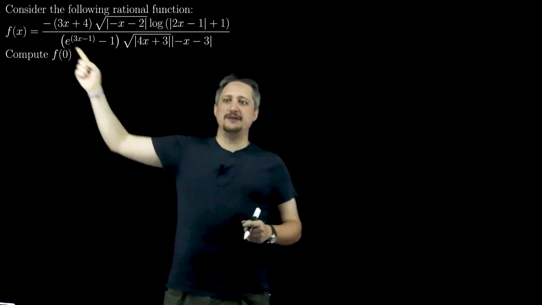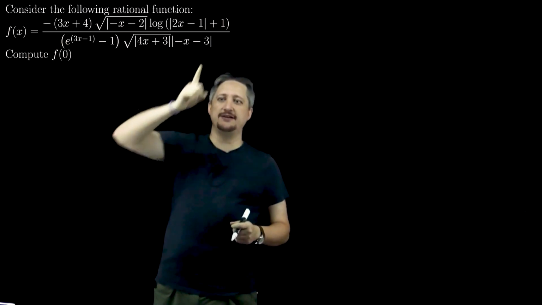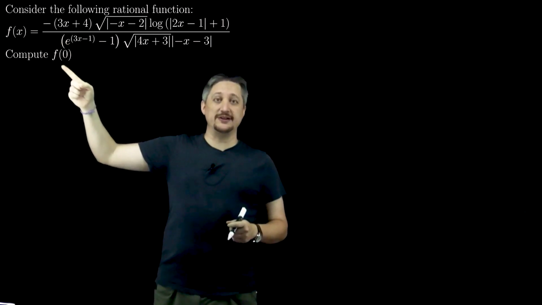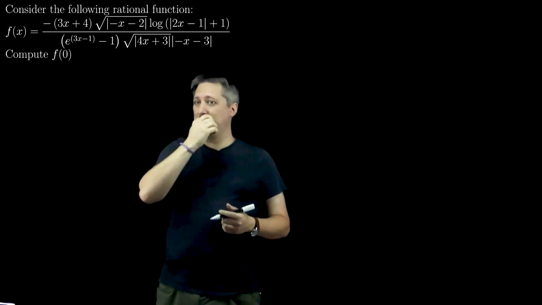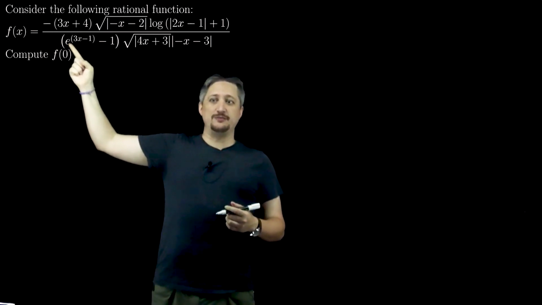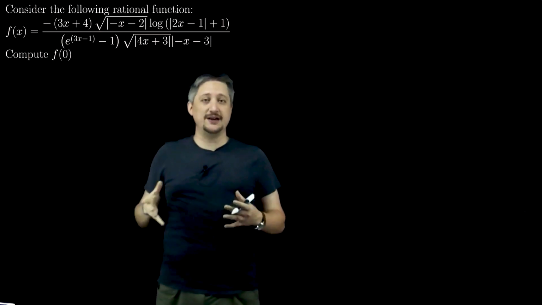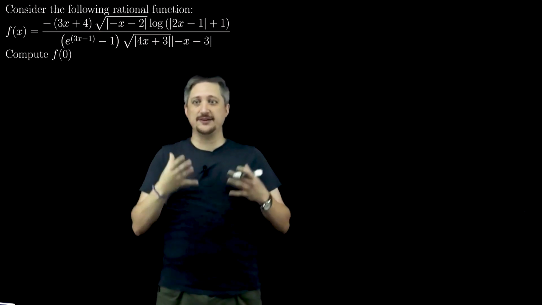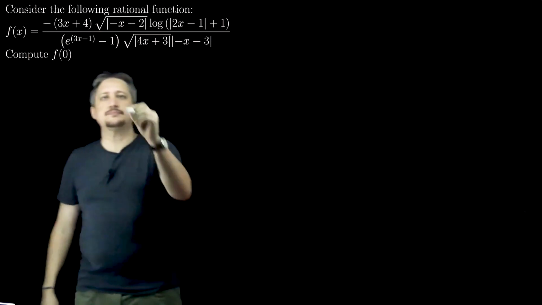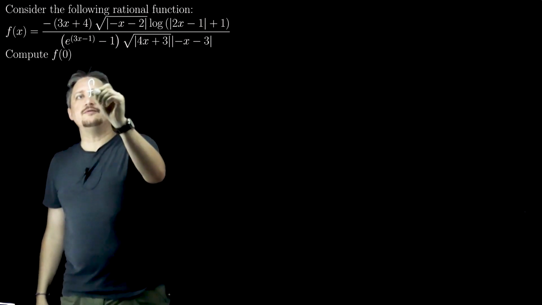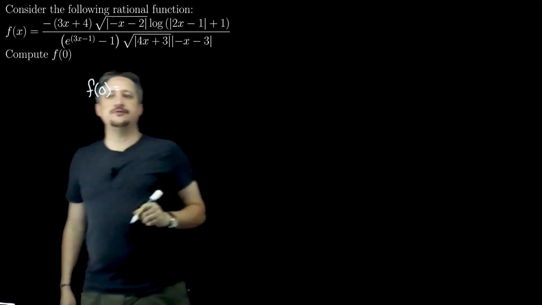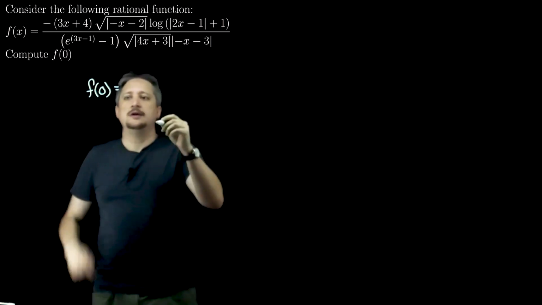So here we have this f of x defined. We want to plug in 0, we want to compute f of 0. So the first step is basically rewriting this whole thing, but everywhere we have x, we're just going to put 0 in parentheses, see what we get, okay? So f of 0 equals, all right, here we go.